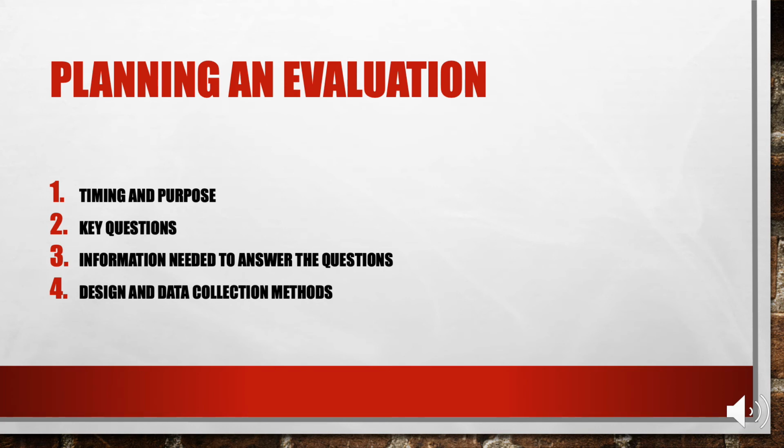Fennell and Rogers identified 4 key steps for planning an evaluation. First, you need to know the timing in the context of the program and the purpose of your evaluation. You have to identify your key questions and then identify the information needed to answer those questions. So are there data available from implementing the program that will answer the key questions, or do you need to do additional data collection, perhaps a survey or questionnaire to program participants? And so that would lead to step 4, the design and data collection methods.